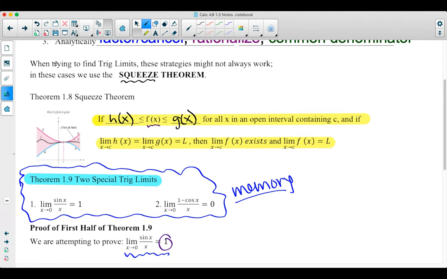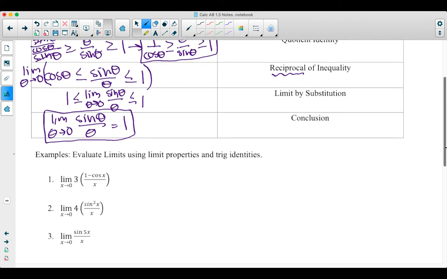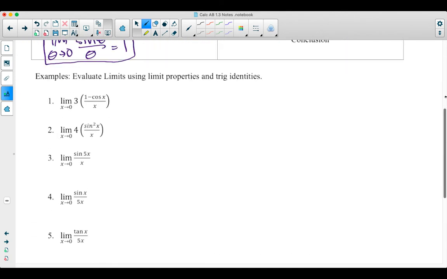All right. So this is just a quick overview of the squeeze theorem. Go ahead to the other part of this video to see more to do with these examples in the rest of your notes.